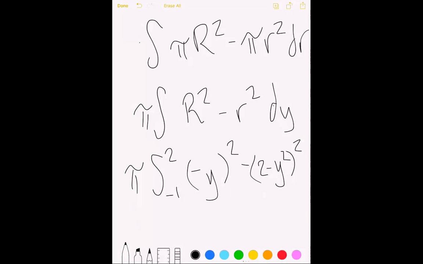Should we just automatically know how to look at a line and know the function, like that it's 2 minus y squared? No, the function was given to you. Oh, I didn't see that.